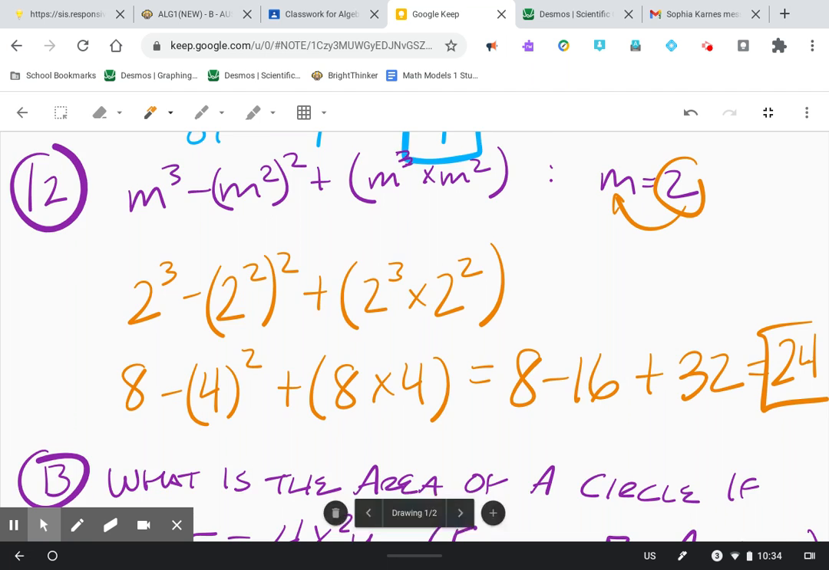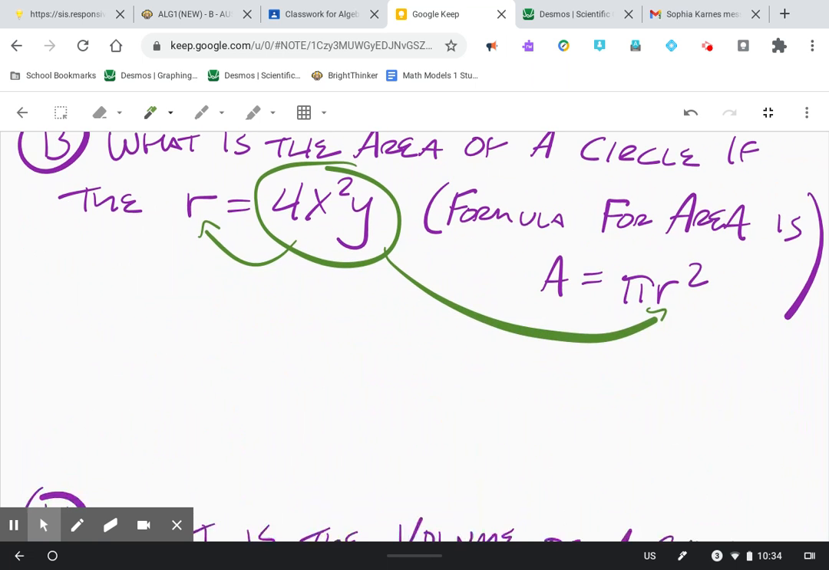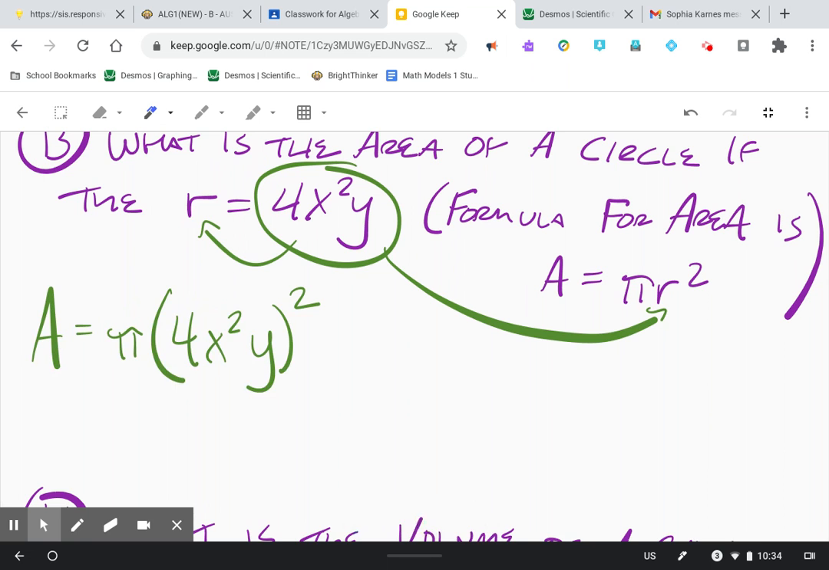All right, the next problem introduces a word problem, but really this is the same type of problem, just disguised as a word problem. They're telling us the radius of the circle is this. So we're going to take that and plug it in for the r in this formula. So we're going to say the area equals pi r squared, which is pi times 4x squared y squared. And so it turns into an exponent property problem.